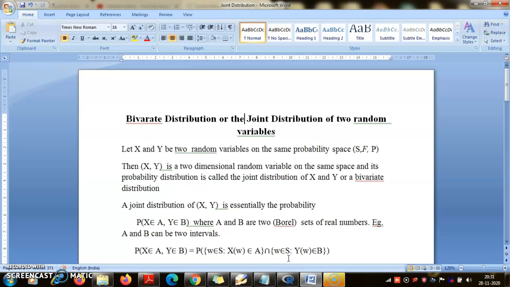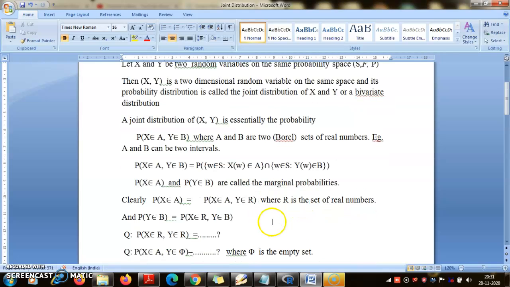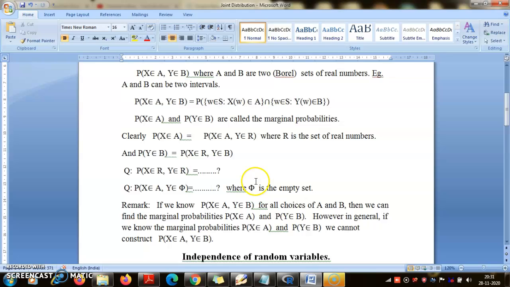And the joint distribution of (X, Y) is a probability statement of the following form: X is in A, Y is in B. Now A and B are two sets of real numbers, to be precise Borel sets of real numbers. So we are interested in probability statements like this. We are making a joint statement on X and on Y, and we want to compute the probability of both these events simultaneously. Here the comma stands for 'and'.